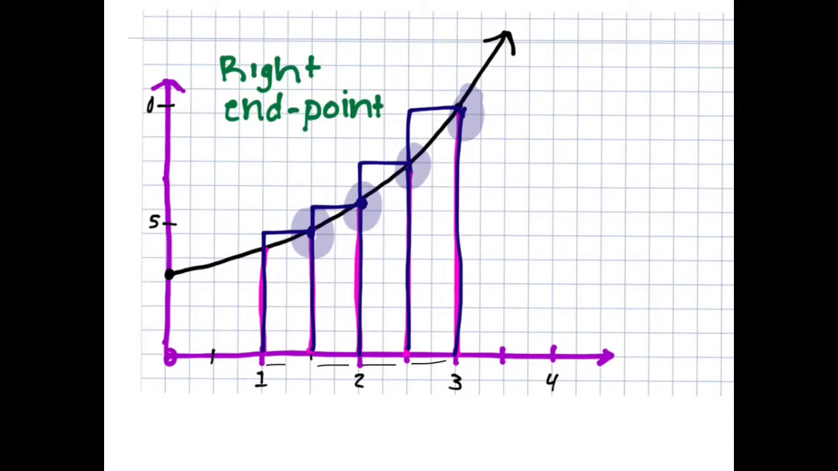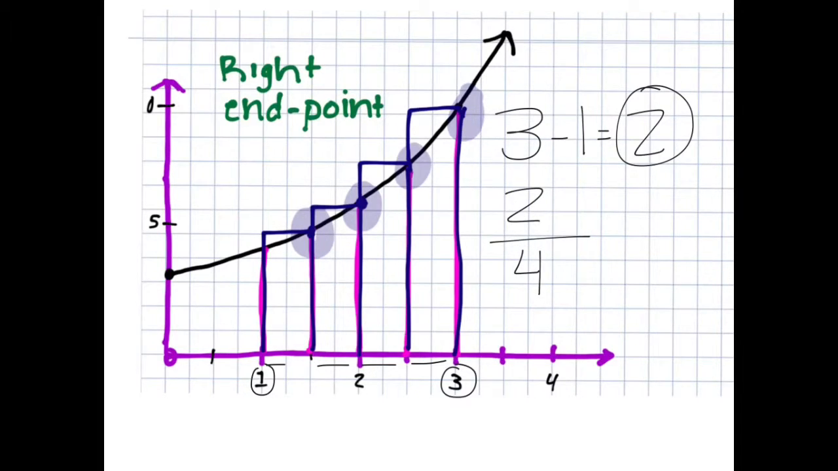To do this, we must find the length of the space between x-axis points 1 and 3. With a simple subtraction problem, 3 minus 1, we know that our answer is 2. To find the interval, we divide 2 by the number of rectangles we want to create, which is 4. It looks like our answer is 0.5. Now that we know the interval, we can draw our 4 right endpoint rectangles.